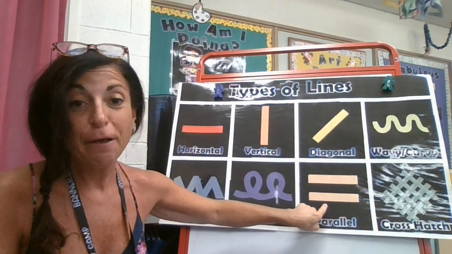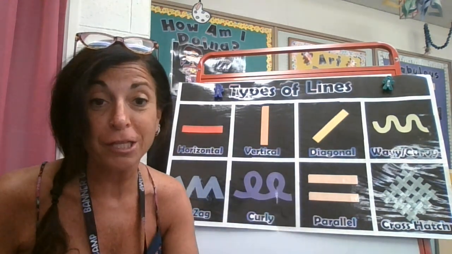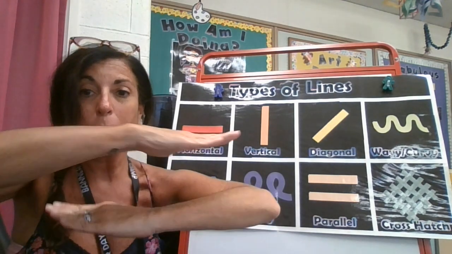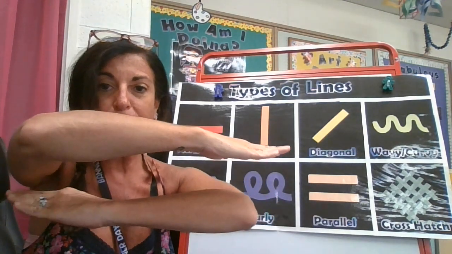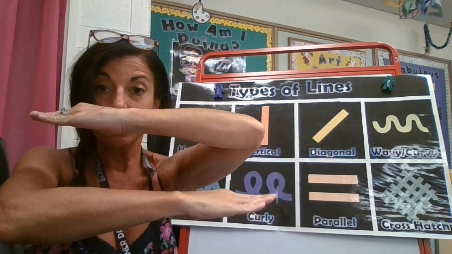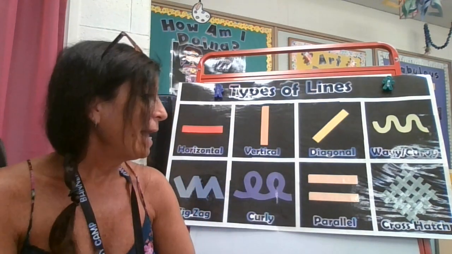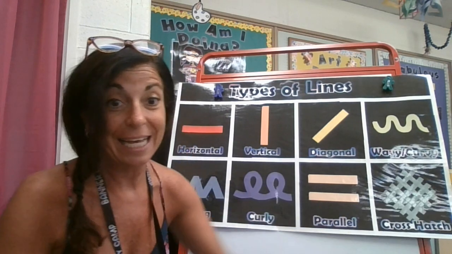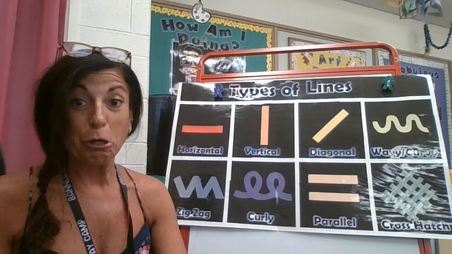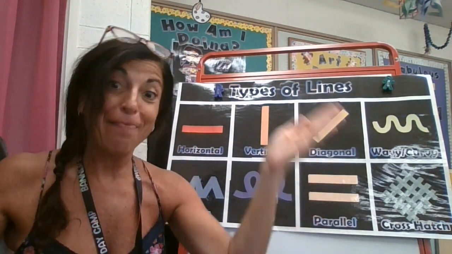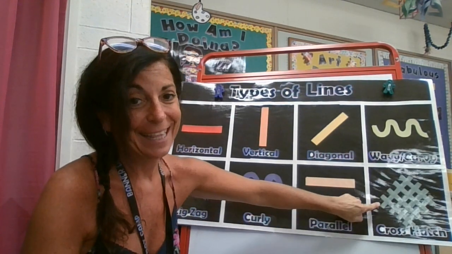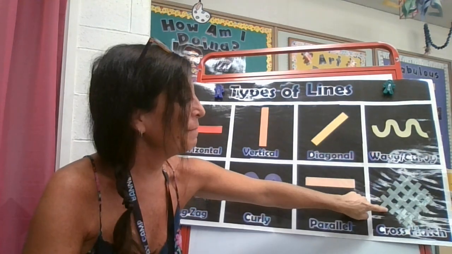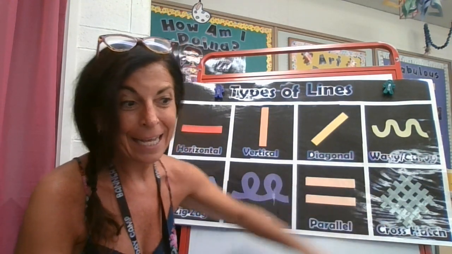And then we have parallel lines. Parallel lines are two lines that go exactly the same direction, like this. And last but not least, today we're going to be talking about crosshatch lines. They are lines that go this way and that way. And they look like that. Kind of makes like a waffle design.